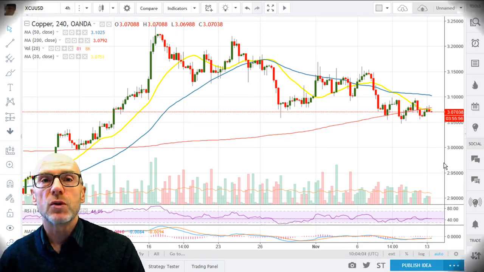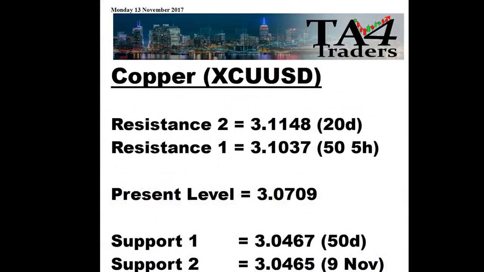Looking at those supports and resistance levels, to give you the exact levels, that 50 on the 4-hour is 3.1037. Second resistance at the 20-day, 3.1148, with support at the 50-day, 3.0467. And then the second support is from that low of the 9th of November, 3.0465.